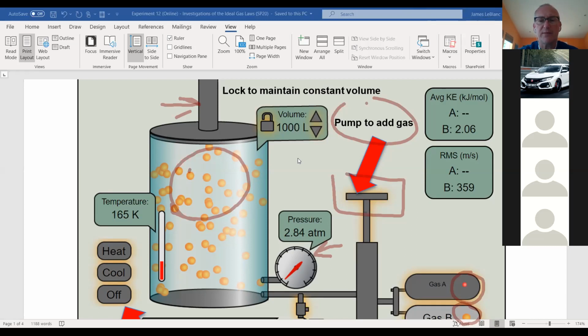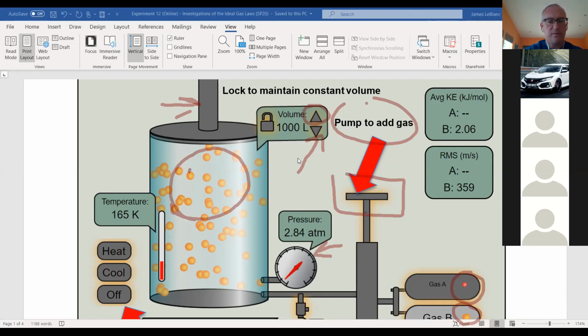So the largest volume possible is 1,000 liters. And if we press on this button here, we can reduce the volume and watch the changes that take place because of it. And if it's smaller, we can increase the volume as well.